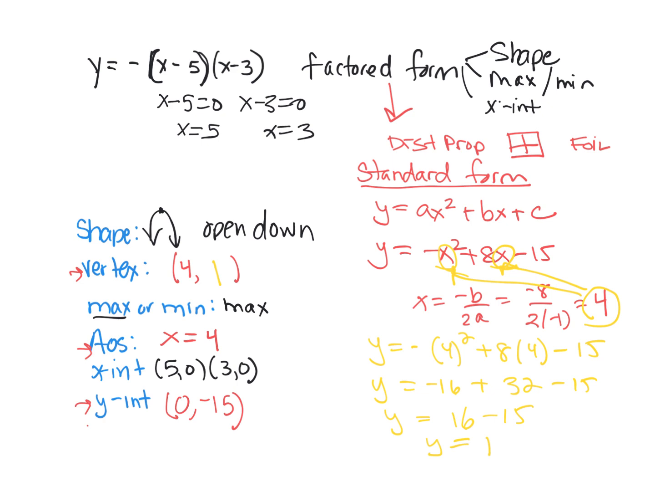Okay? And now we have identified the parts of the parabola. From the standard form, we were able to get the y-intercept, and we were able to get the vertex, and we were able to get the axis of symmetry. If we didn't already have it, we would have been able to get that the a value is negative, so we would have been able to get the shape and the max or min. That shape and max or min can be gotten from either factored form or standard form.